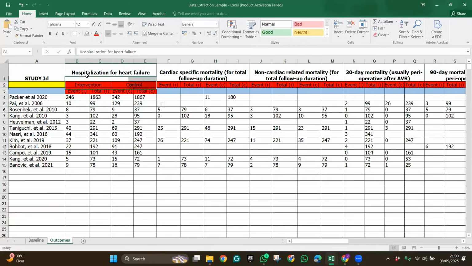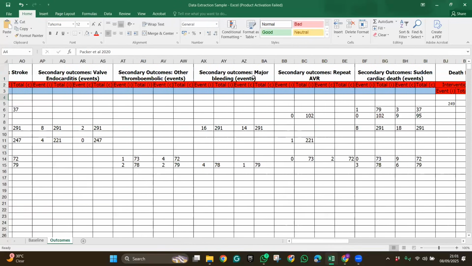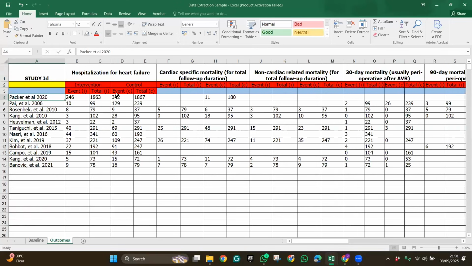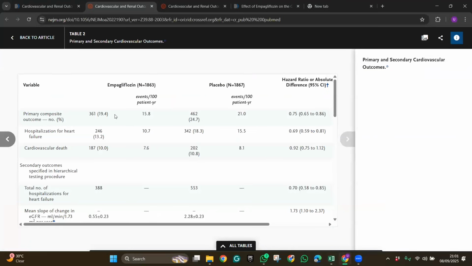You're done with your first outcome. You're done with extracting data for your first outcome for your first study. In the same way, you're going to keep on extracting data for all the outcomes which you have written for your first study. You're going to enter the data for the second outcome. Then for the third outcome, you're going to check the outcomes table, extract it from there, and then add it to your extraction sheet.